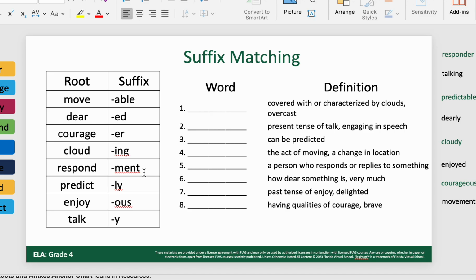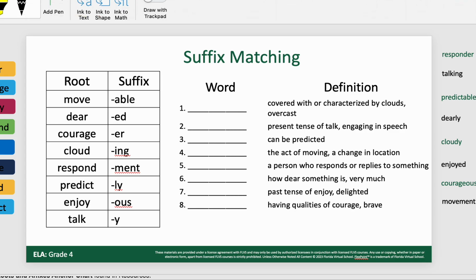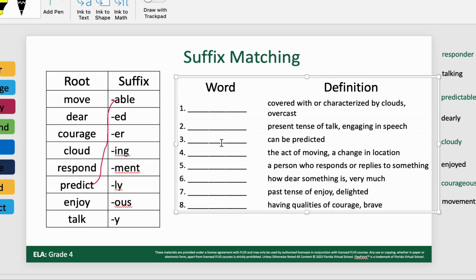Okay, so let's talk about some of these ones that we would have matched. So we know that predictable. So if something is predictable, let's see what matches with predictable. So covered, clearly present, can be predicted. So if something can be predicted, we have predictable. So I would say predictable.